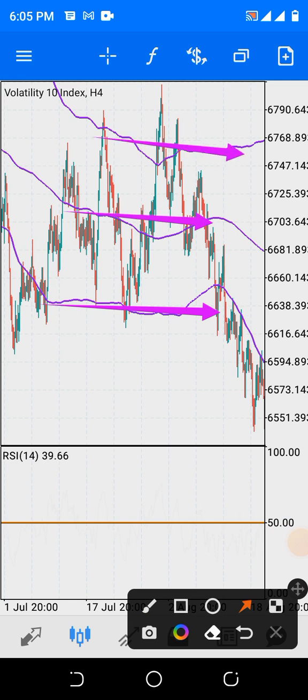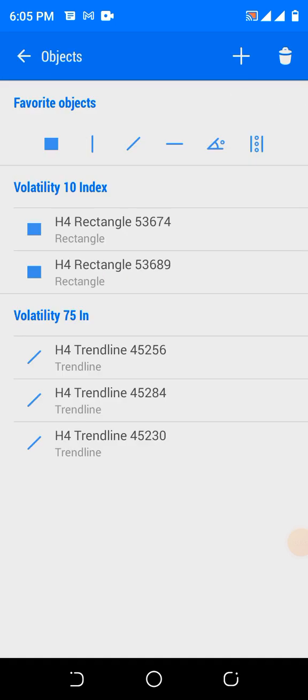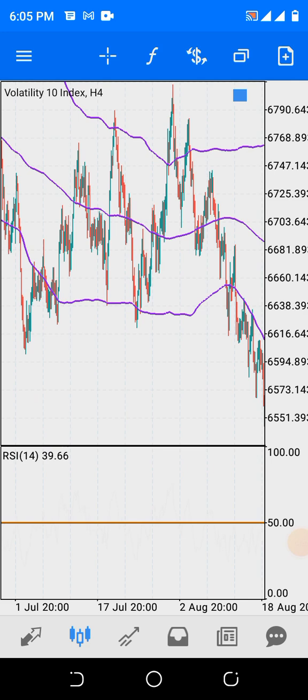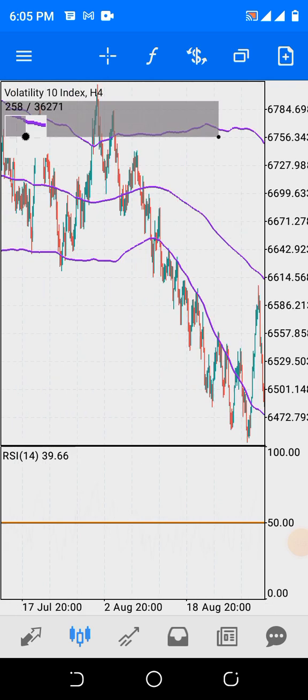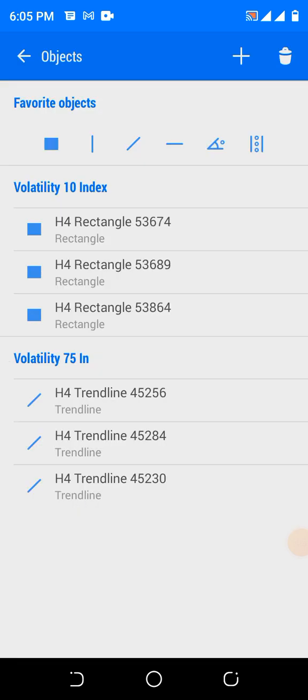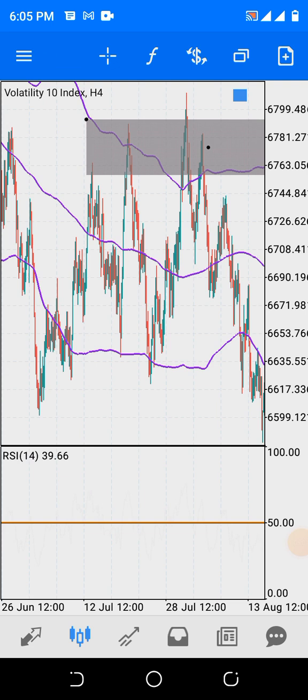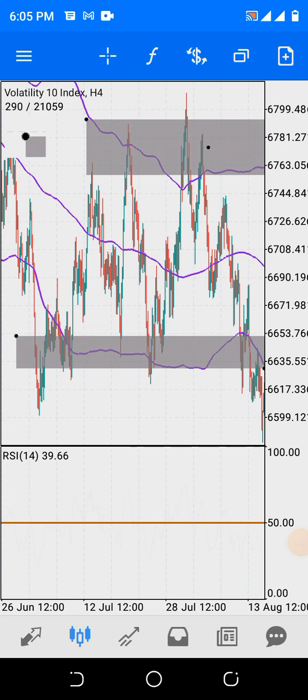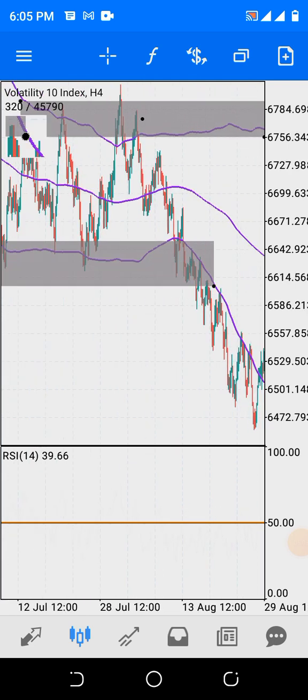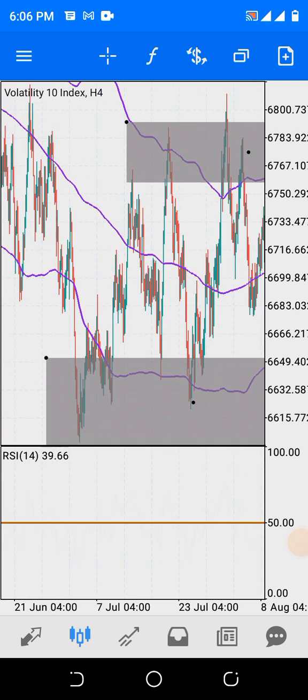So you make use of support and resistance to make massive profit here. You make use of support and resistance when the market is in a ranging state. Once you identify that the market is in a ranging state, you make use of what? Support and resistance, and do what? Make excess profit. Do you understand?